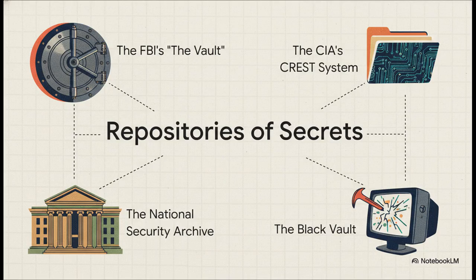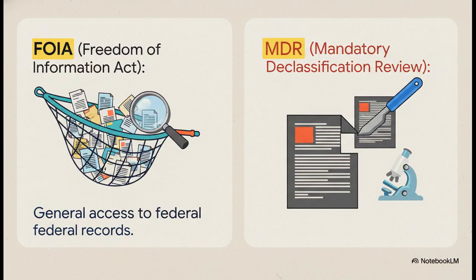Now, these voids, they're kind of hidden in plain sight. You just have to know where to look. You've got official government spots like the FBI's vault and the CIA's CREST system. But what's really fascinating is this whole counter movement. Places like the Black Vault, which is a massive private library totally dedicated to prying these exact documents out of the government's hands.